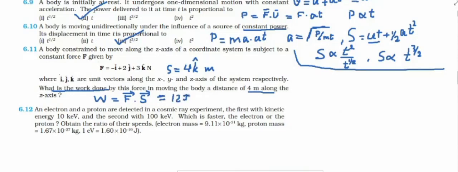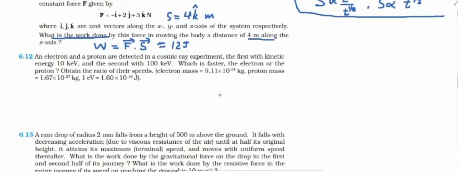2. Next, question 12. An electron and a proton are detected in a cosmic ray spin. The first one has kinetic energy 10 kilo electron volts.